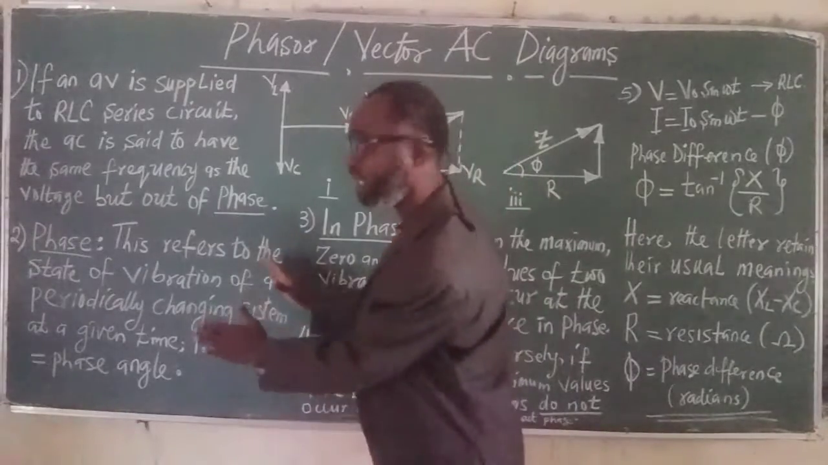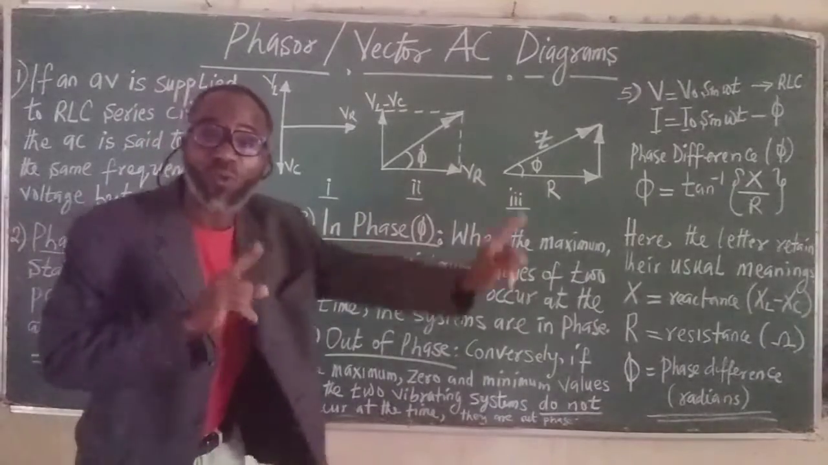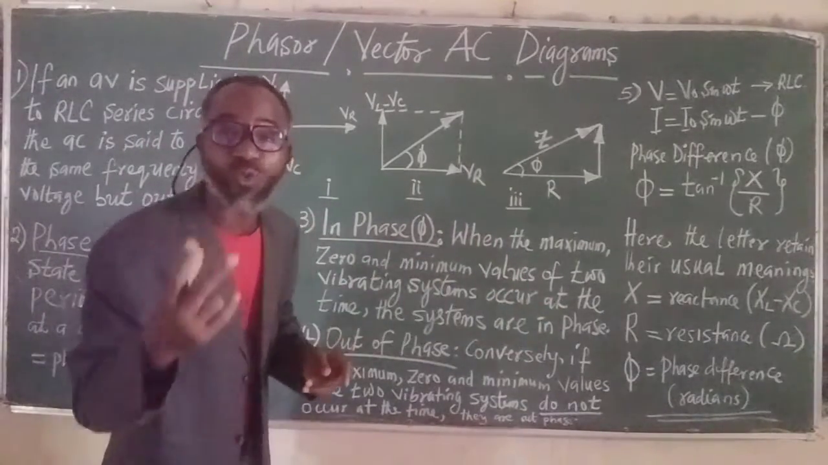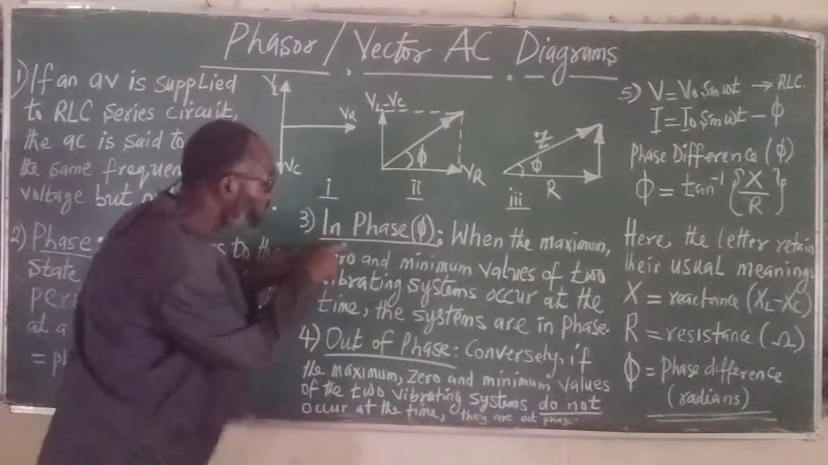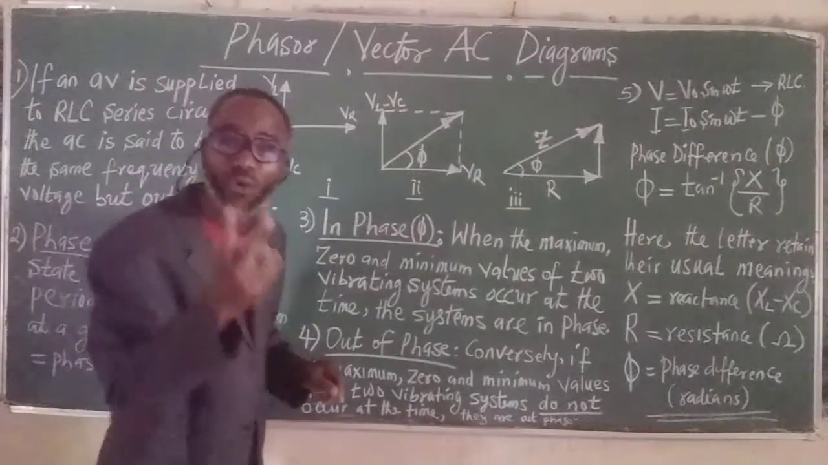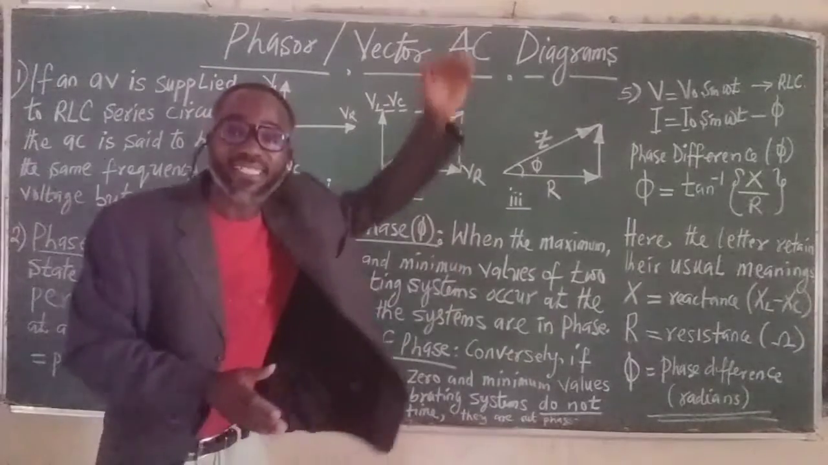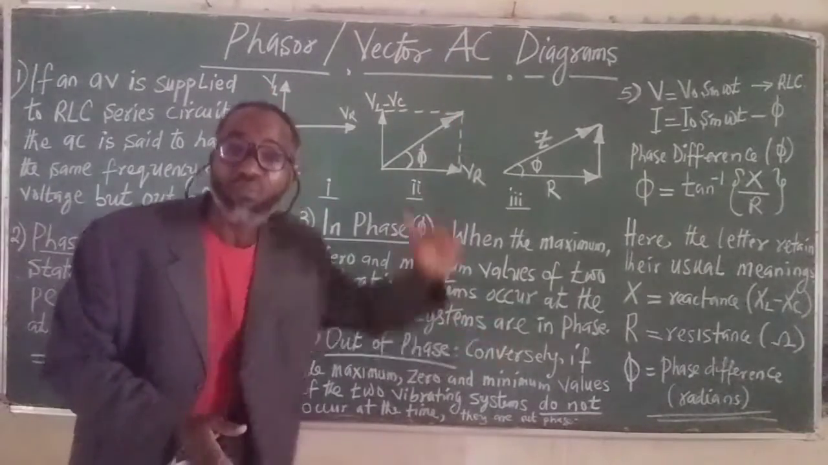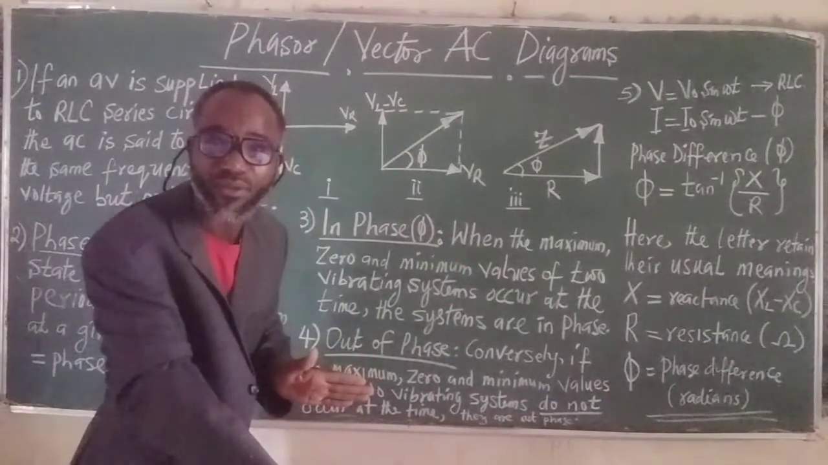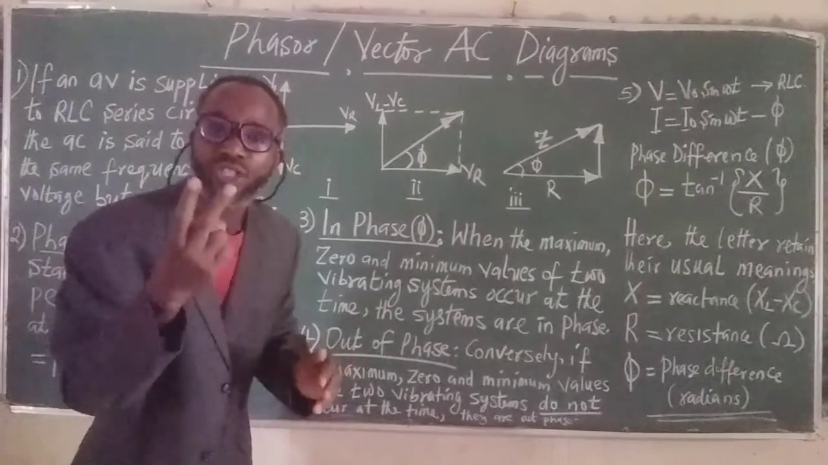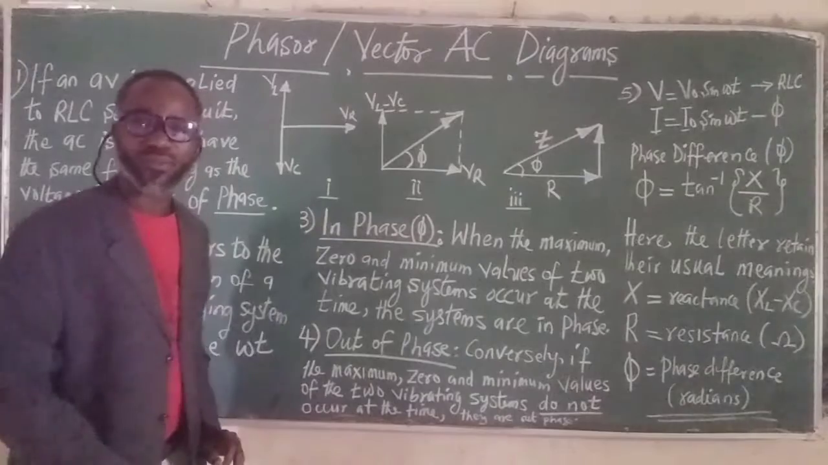If we have understood this, then we need to understand when these two quantities, current and voltage, are in phase, and when they are out of phase. So let's look at when they are in phase. Current and voltage are in phase when their maximum, zero, and minimum occur at the same time. If they occur at the same time, the two quantities are said to be in phase. That's the meaning of this.